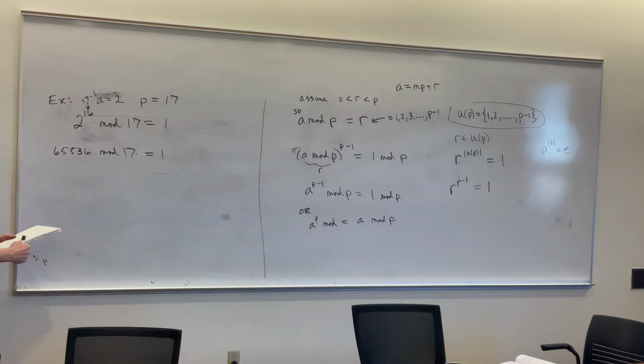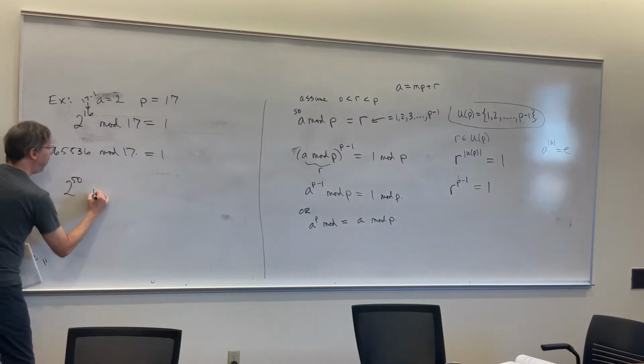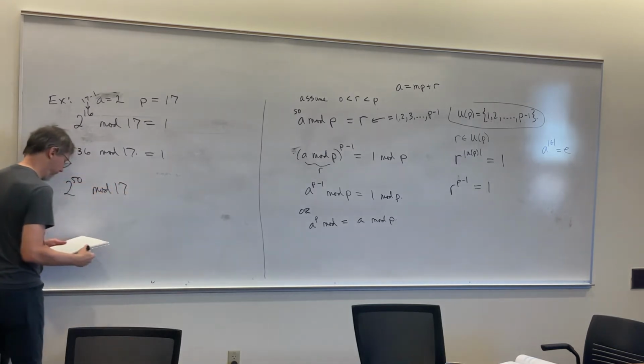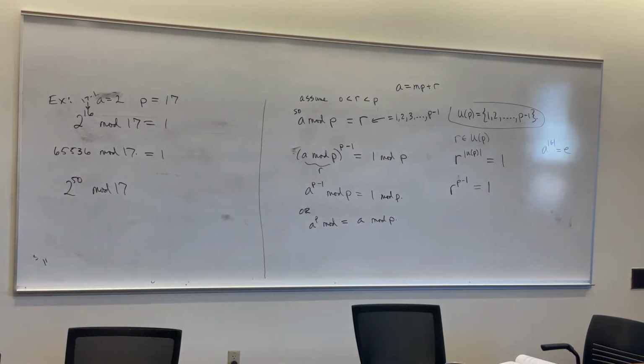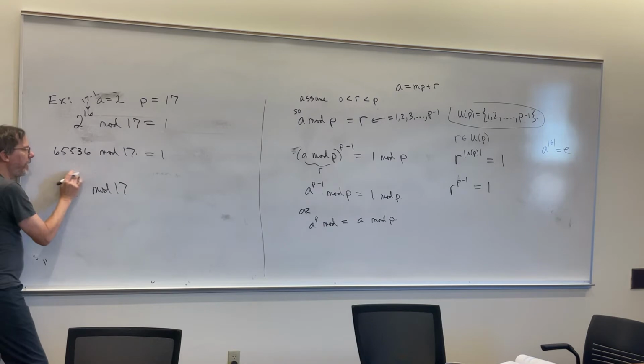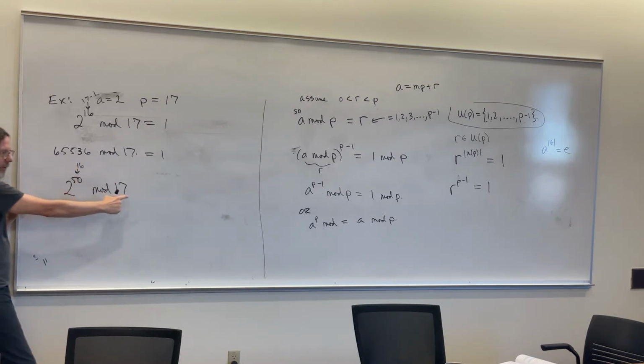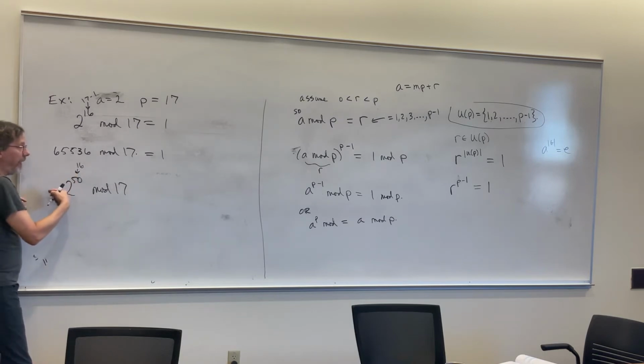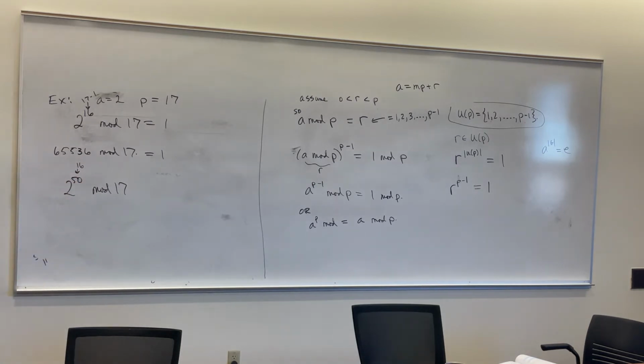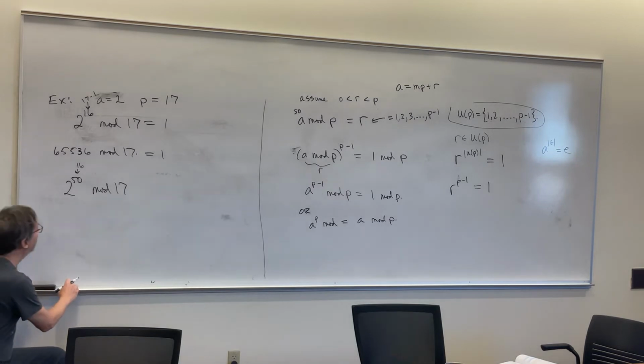But what would be crazy is if I asked you to find 2 to the 50th mod 17. Now this doesn't quite match the p minus 1 thing. What we really need is a 16 here to use that result. You need 1 less than the thing you're modding by to use it. Can you think of any ways I could finagle a 16 into this? That's equal to 2p plus 16.